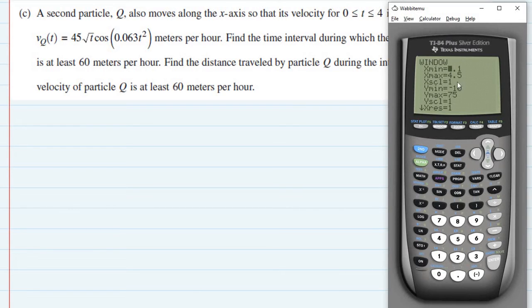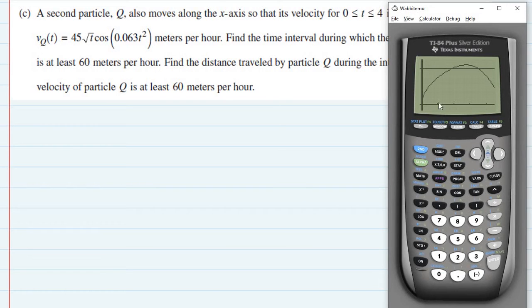I'm going to set my window for the x values or t values to go from negative 0.1 out to 4.5. I put negative 0.1 so I can make sure that I see the y-axis, and I go out a little bit beyond my interval out to 4.5. My y's, I'm going to go from negative 10 to 75, and then I'm going to graph these two functions, and that's what I get when I graph them.